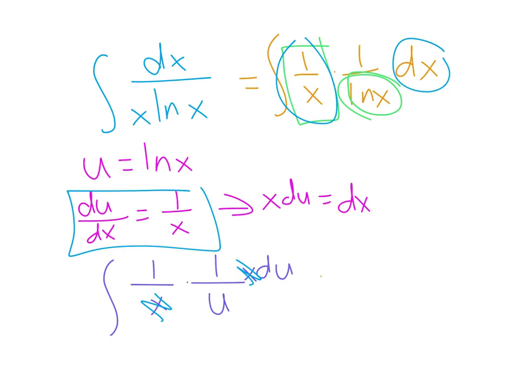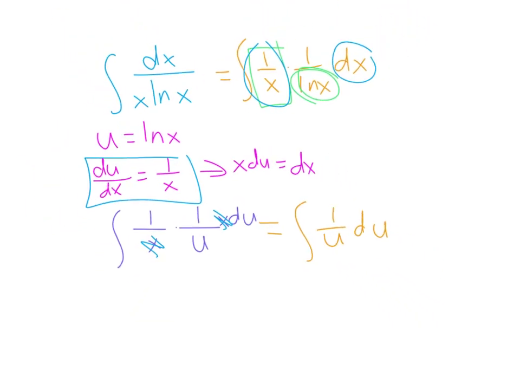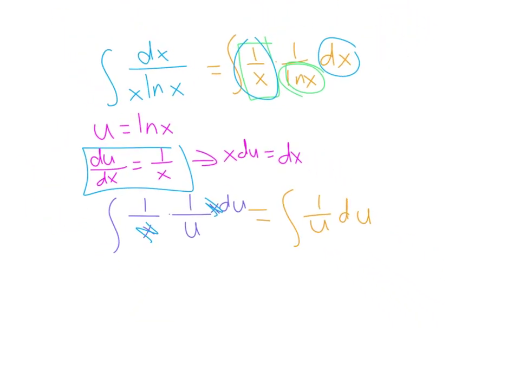If you don't see that, that's totally fine. The process we did was acceptable. We have 1 over u du. Now, whose derivative is that? Well, that's the natural log. So that's the natural log of u plus c. Now, u is the natural log of x. So that's going to be the natural log of the natural log of x plus c. And we're done with that one.